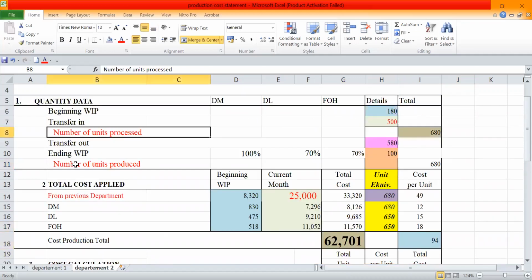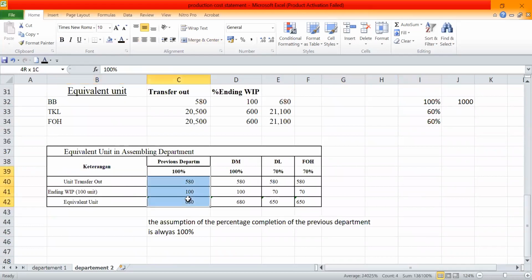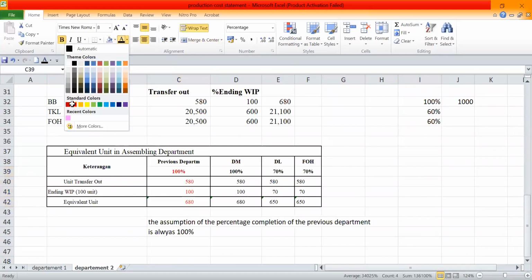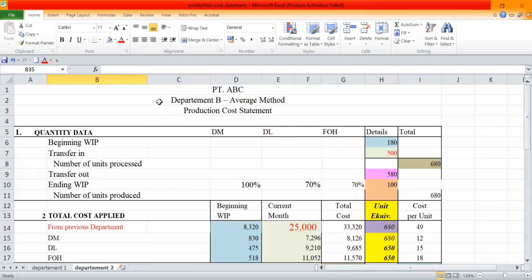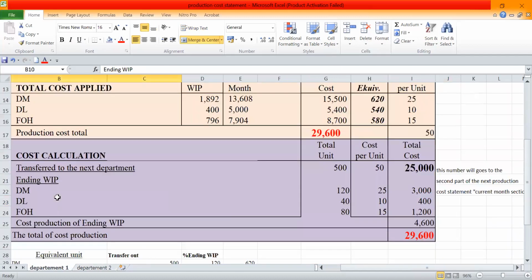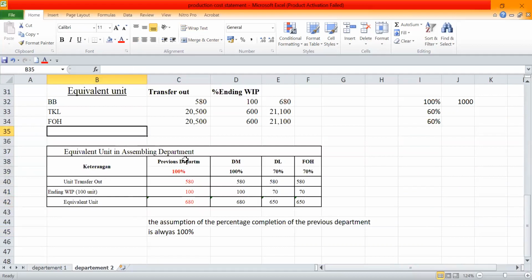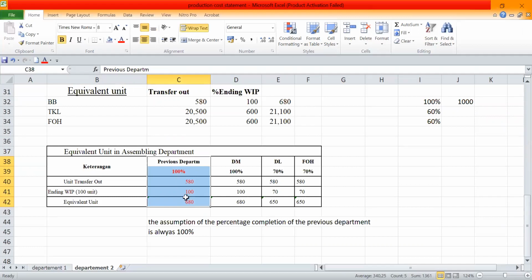And remember, the one that I added in red color in here is the difference between the first and the second production cost statement. In the first department, there is no issue about anything coming from the previous department, right? But for the second department, starting from the calculation of the equivalent unit, we have to compute the equivalent unit from the previous department. And remember, the assumption of the percentage completion is always 100%.